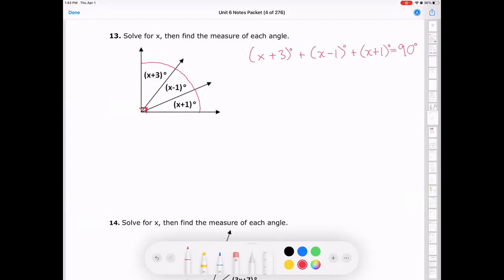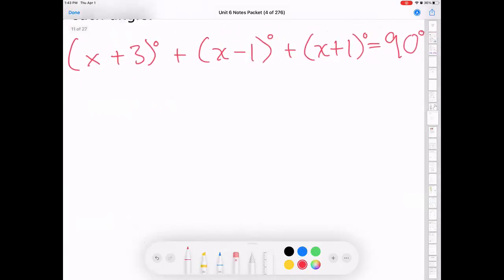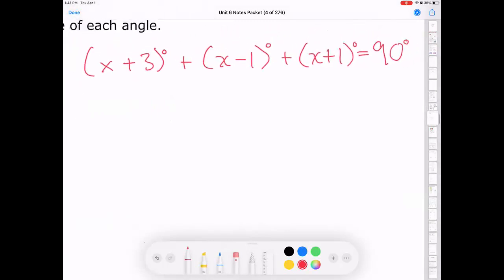And so now that is the equation that we need to have. But next, we're going to go ahead and combine our like terms here. We have 1x plus another x plus another x for a grand total of 3 of those x's. Now combining our values together, 3, -1, and +1, we're going to get +3 there.